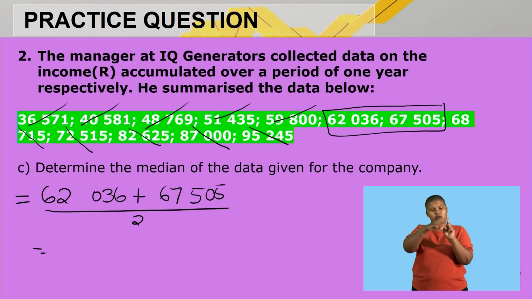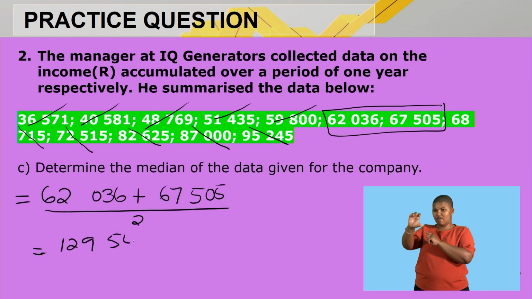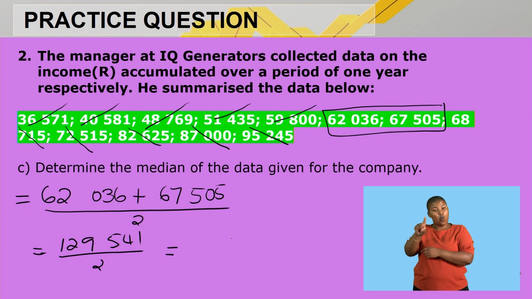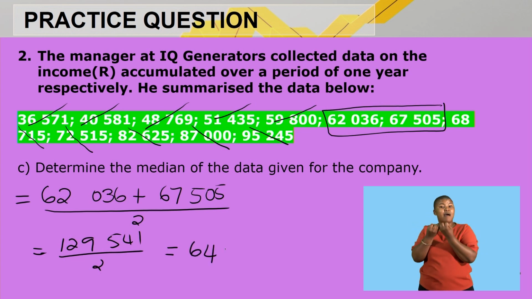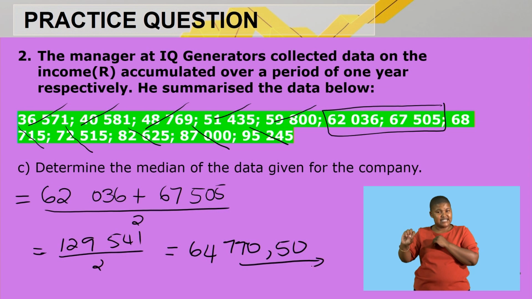So this will give us an amount of 129,541. It is the sum, and the sum is divided by 2. It gives us 64,770.5. So we're just going to add a 0 so that it's money. In terms of money, after a comma, we must have 2 values.